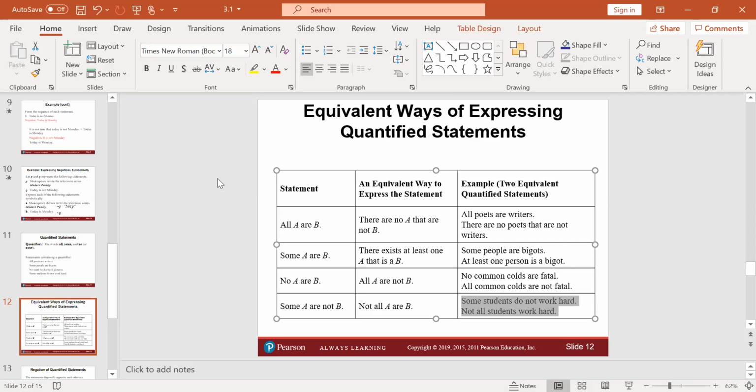So if some students don't work hard, then there's got to be at least one student out there not working hard. And thus, not everything in the set of students works hard. Not all A are B, not all students work hard. Does that click? Good. I hope it clicks. If it doesn't, please stop me. I can try to re-explain it in a different way. But it's just about understanding the words and the meanings behind them.